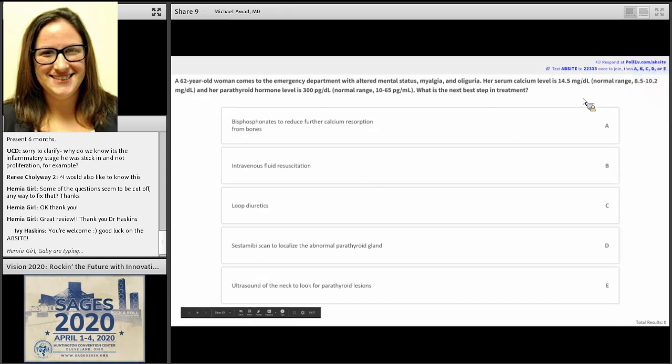Okay, a 62-year-old woman comes to the emergency department with altered mental status, myalgia, oliguria, a serum calcium level of 14.5, and a parathyroid hormone level of 300. What is the next best step in treatment? A, bisphosphonates to reduce further calcium reabsorption from the bones. B, IV fluids. C, loop diuretics. D, sestamibi scan to localize the abnormal parathyroid gland. Or E, ultrasound of the neck to look for parathyroid lesions.